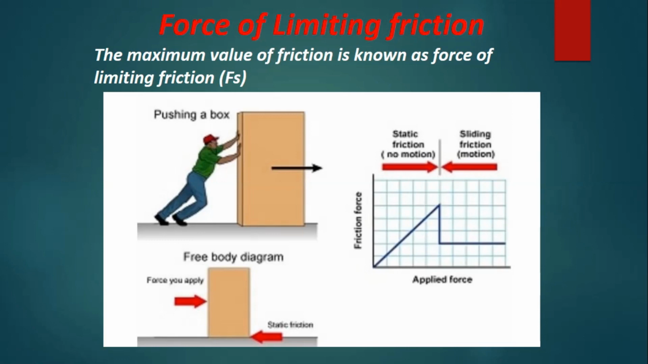If you increase the applied force, this is the applied force, the force of friction will also increase. Clear? And it reaches the maximum value. See, this is the maximum value. Clear? It doesn't increase beyond this value. Clear? So this maximum value is called force of limiting friction. Understand?